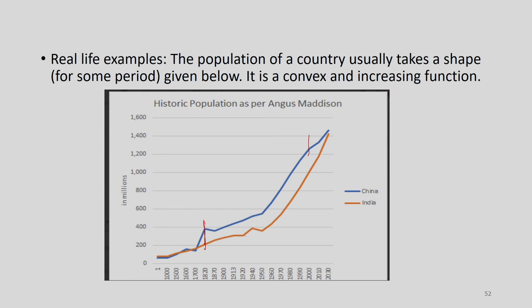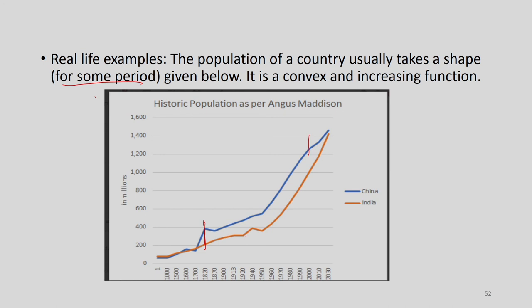So this is an example where you can see the convex function in real life as well. But notice what I have written here: for some period. That means this convexity is there, but it may not last for a long time. And that is actually what we have been seeing in the case of India and China also, that after a point of time the convexity is not there and the function starts to taper off. It becomes more or less a concave kind of function. It rises, but at a declining rate.